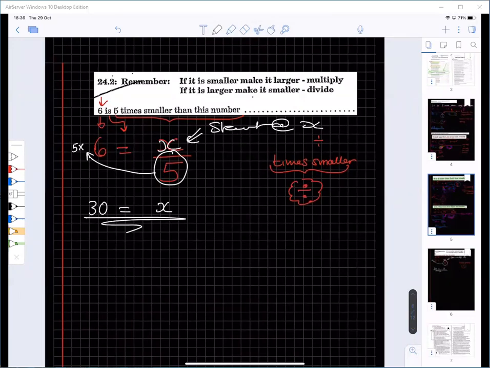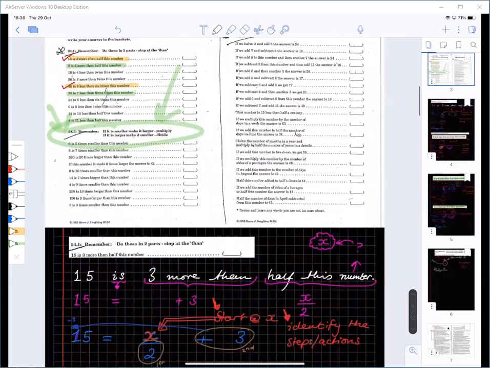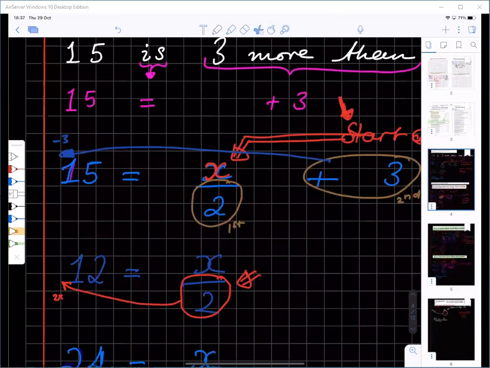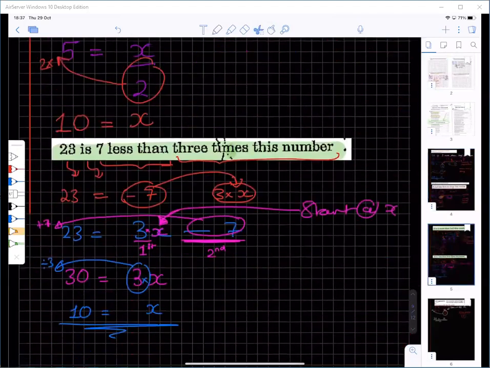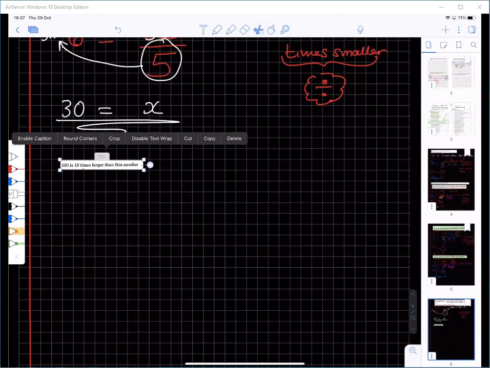Okay, let's grab another one. Since you seem to be on a roll here, girl. Okay, let's have a look at another one. This one with slightly different wording. I'm gonna grab another one. Everybody copy that down, please.